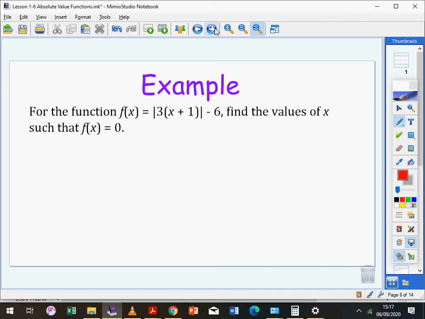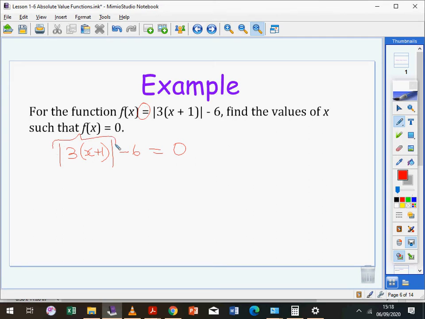For this function, find the values of x such that the function is equal to 0. So I'm just going to get this whole equation and equate it to 0, and then I try to solve for x. If it's an equation, meaning equal sign, I try to isolate the absolute value section of the equation. So I'm going to isolate this one so that it's alone on one side of the equation.